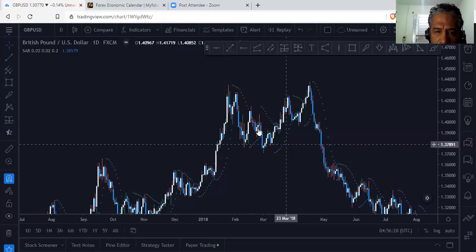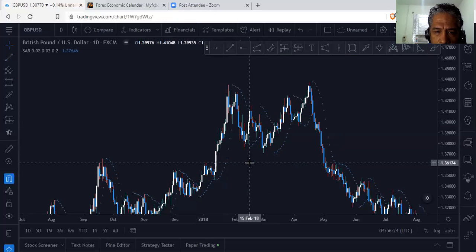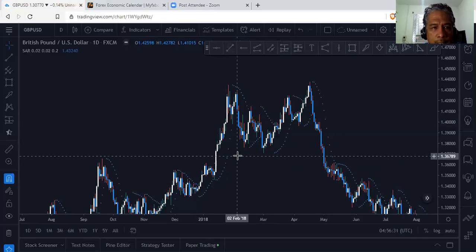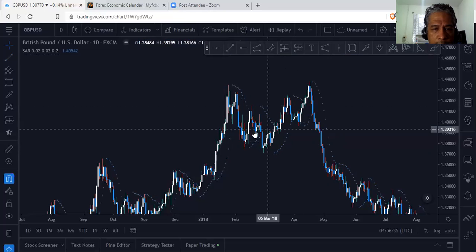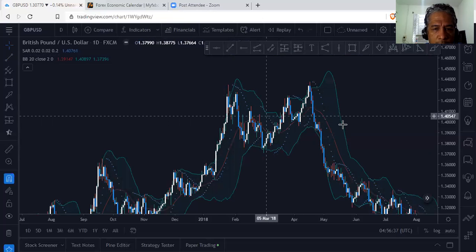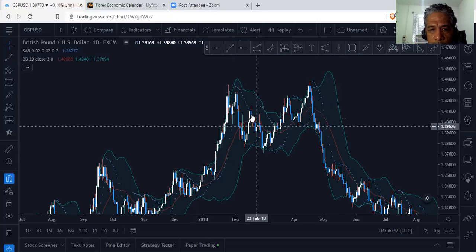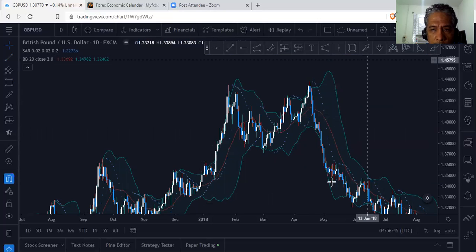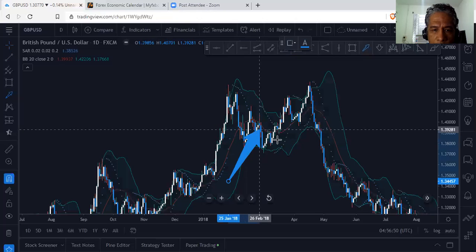Okay, I erased my drawing with the trend lines, and we will put a Bollinger Band. Let's see what the Bollinger Band will tell us as we attack this area. You can see here there is a double tap on the Bollinger Band, and it's very clear that the Bollinger Band is making an M pattern.